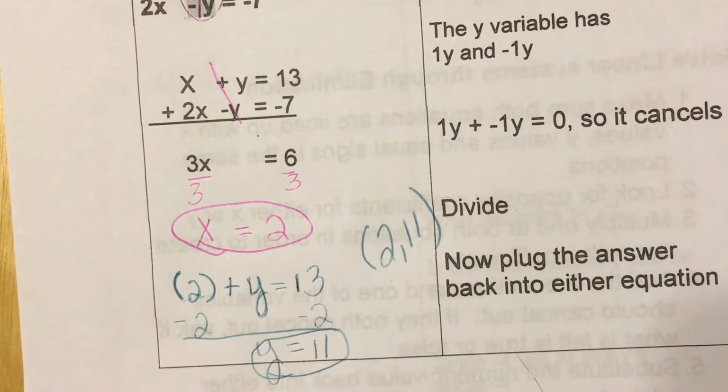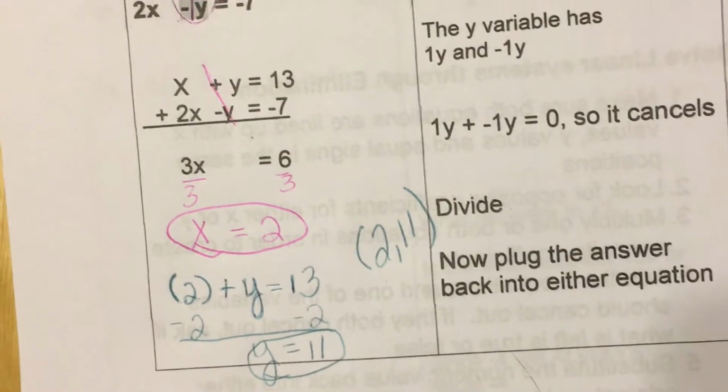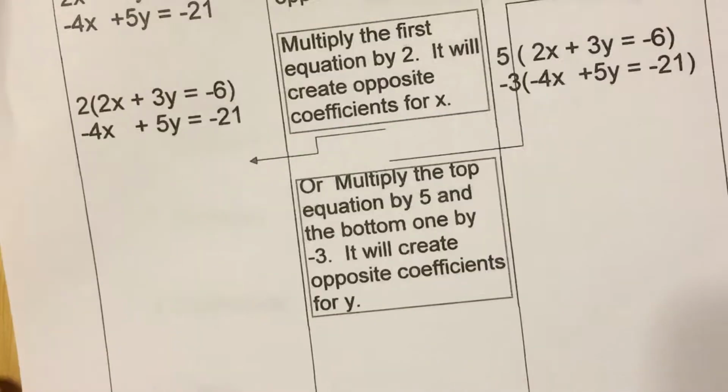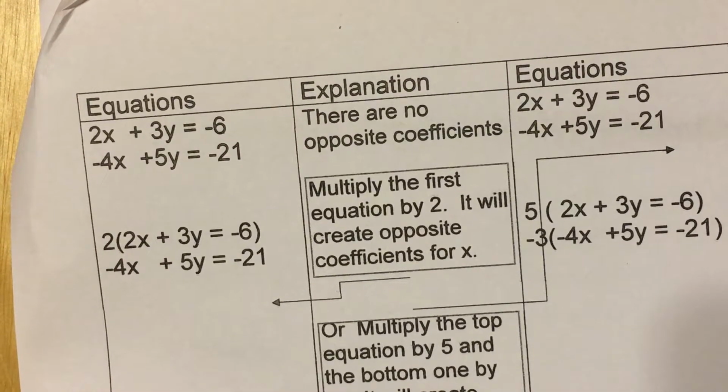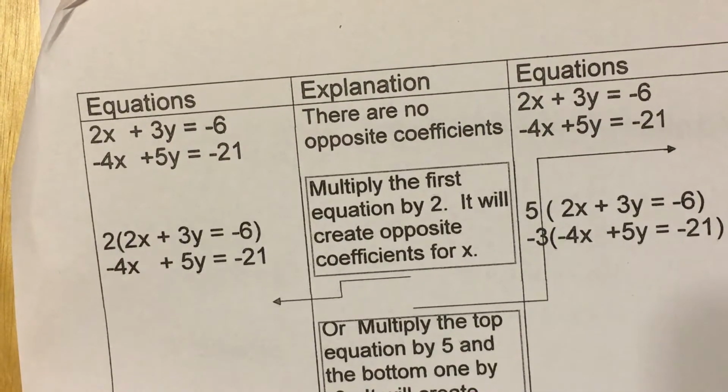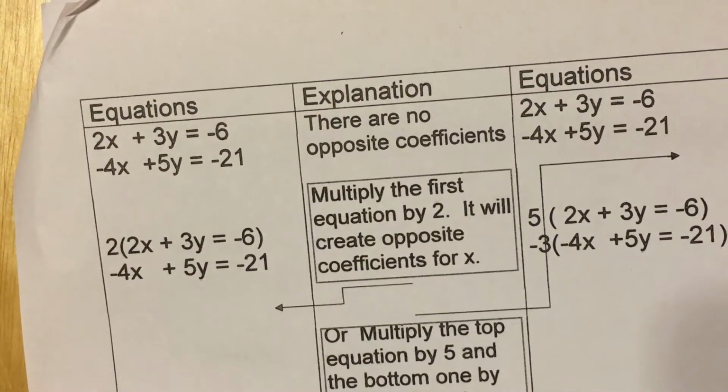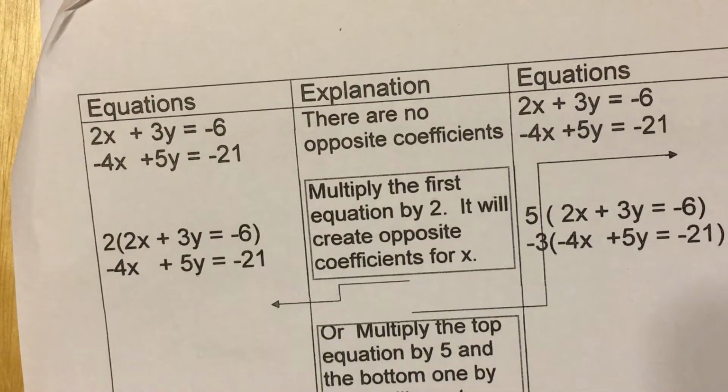Now, what happens if you do not have opposite coefficients? Well, then you can be creative. And here's what you're going to do. You're going to notice I have two different problems here, and I'm going to show you two different ways you could have done it. So the first time, I'm just going to cover up one of the sides here. We're just going to work on one at a time, and then I'm going to show you how it wouldn't have mattered if somebody else did something else.